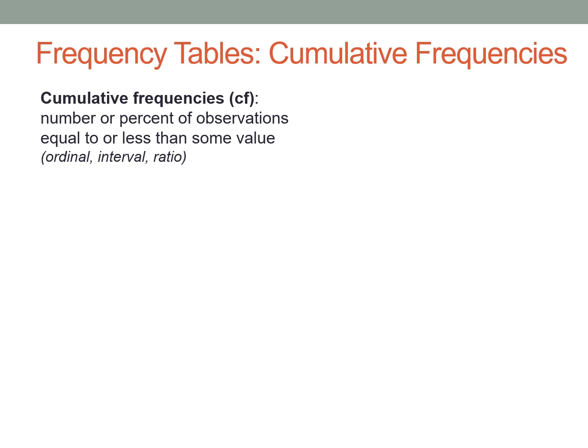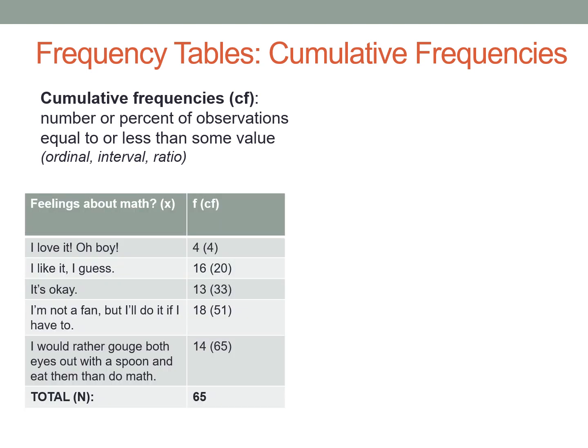I'm going to start with a slightly less useful case here, which is this math variable, where for our cumulative frequency, if we think of this variable as having the categories in order from least amount of hatred of math to most amount of hatred of math, we can interpret those cumulative frequencies as saying the number of students that hate math at this level or less. So for example, we have about 20 students who hate math at a level of I like it, I guess, or less hatred than that. 51 students hate math at a level of I'm not a fan, but I'll do it if I have to, or less hatred than that.